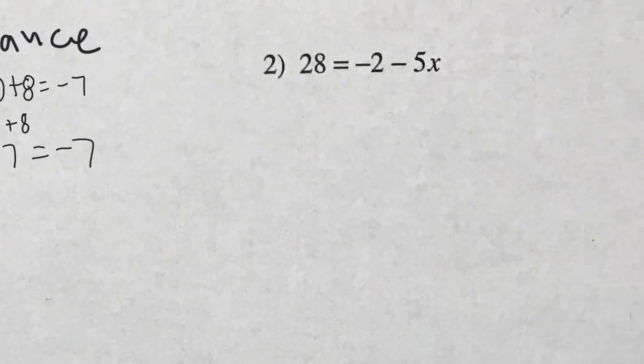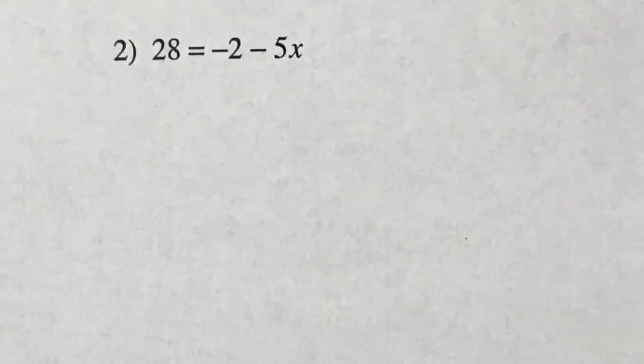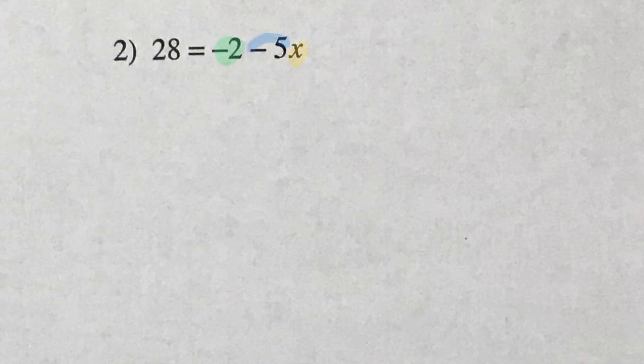All right, I'll go a little quicker as we move through. Now I've got 28 equals negative 2 minus 5x. So I'm going to quickly identify that this is the constant, there's the variable, and here's the coefficient. I'm highlighting the minus sign as well, because when we're working with this, we have to make sure that we keep the signs.